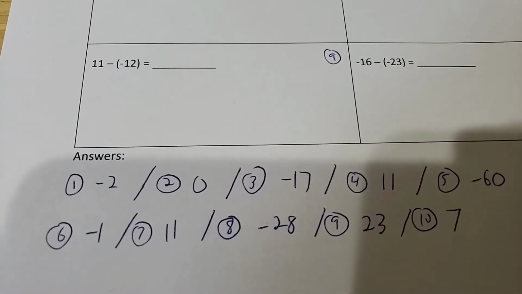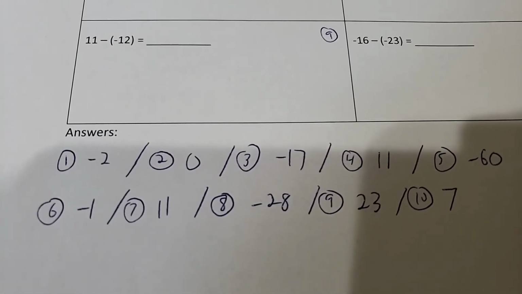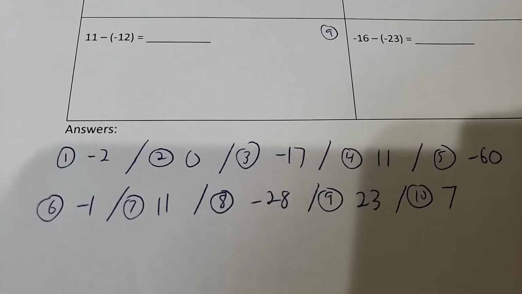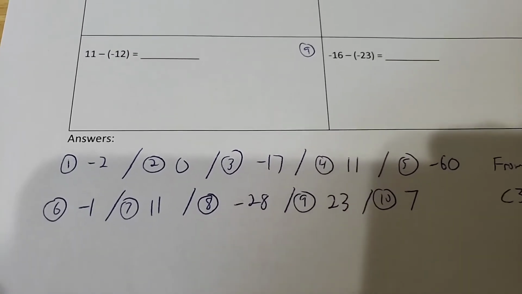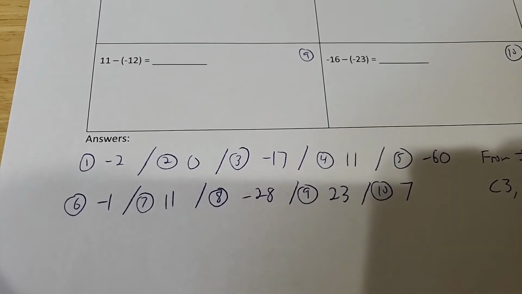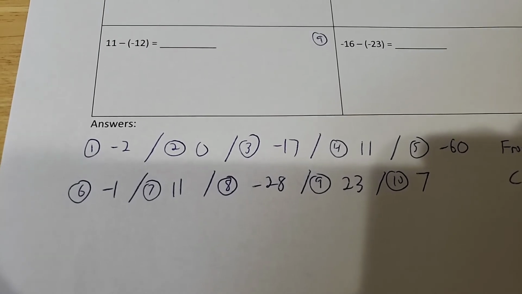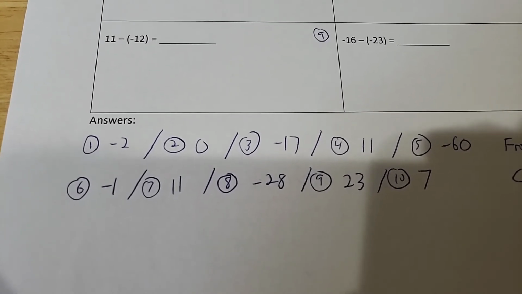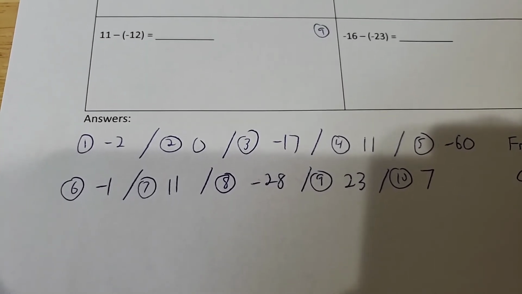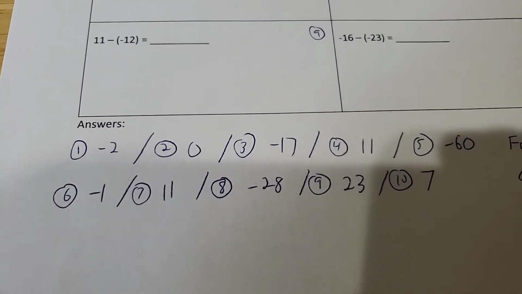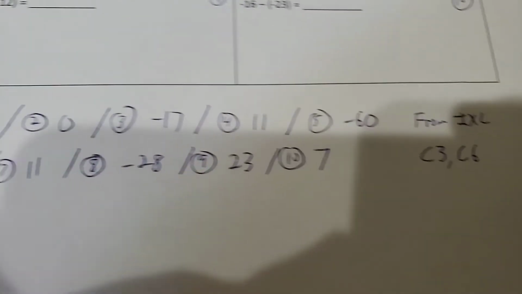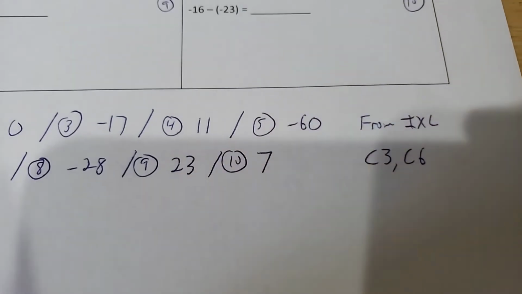And our answers, well, number 1 was -2, 2 was 0, 3 was -17, 4 was 11, 5 was -60, 6 was -1, 7 is 11, and 8 is -28, and 9 is 23, and 10 is 7. And these came from IXL C3 and C6.